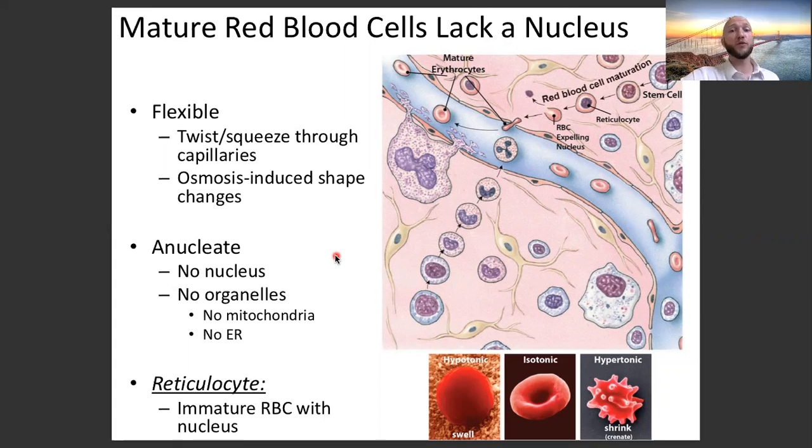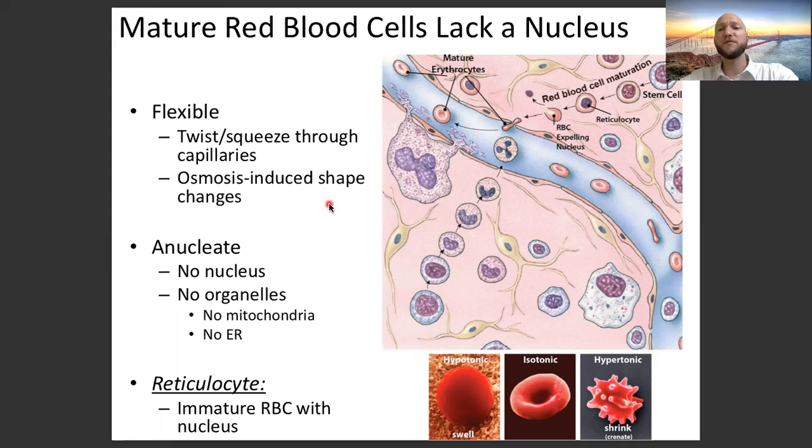And you should know where mature red blood cells come from. They come from pluripotent hematopoietic stem cells. If you didn't remember that, please review our last video. So let's look at some other characteristics of erythrocytes.